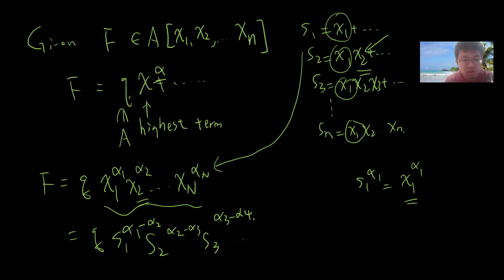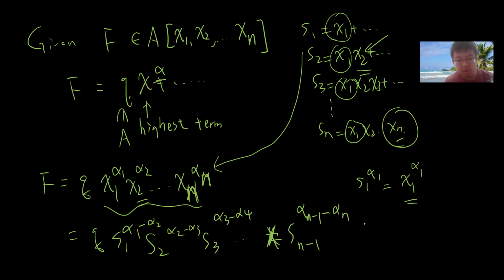Until this guy finally becomes s_{n-1}^{alpha_{n-1} - alpha_n}, right? So finally it has s_1, and this is small n, so this guy is s_n^{alpha_n}, plus some term. This term contains x1, so the power of x1 is alpha_1 minus alpha_2 plus alpha_2 minus alpha_3, right?